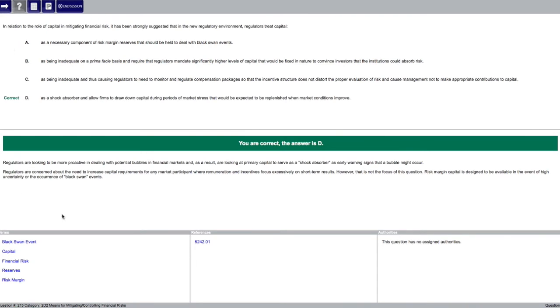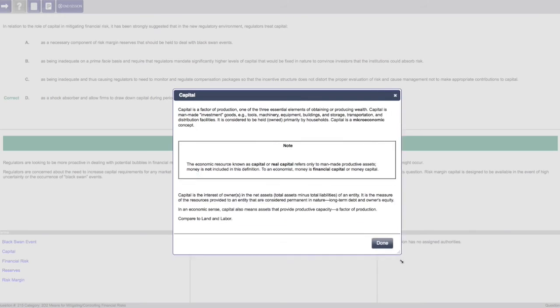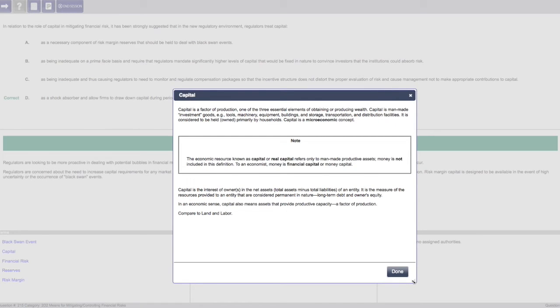Now, of course, there are the relevant terms. Black swan event, we already covered that. Capital, if you're watching the video, you can hit pause and read the whole thing. But capital is a factor of production, and it's one of the three essential elements of obtaining or producing wealth. It's man-made investment, like tools, machinery, equipment, buildings, storage, transportation. It helps produce wealth. That's what capital does.